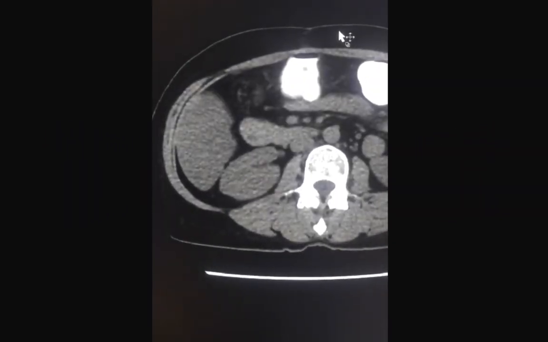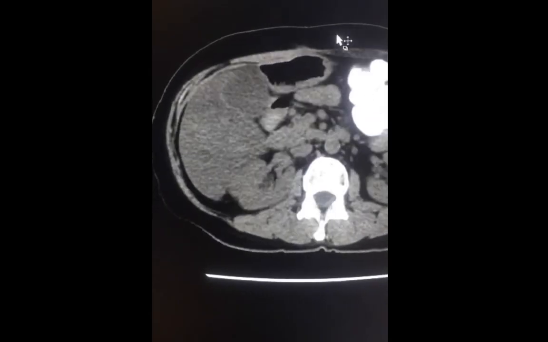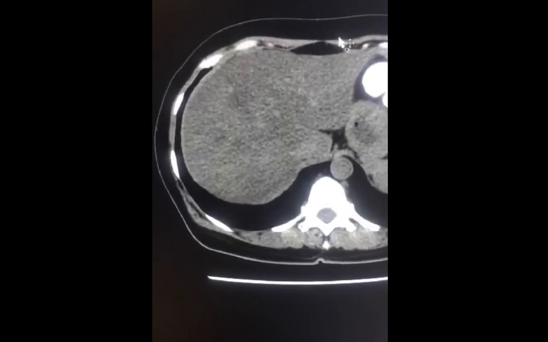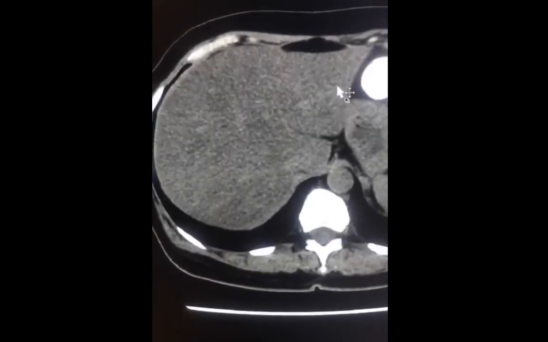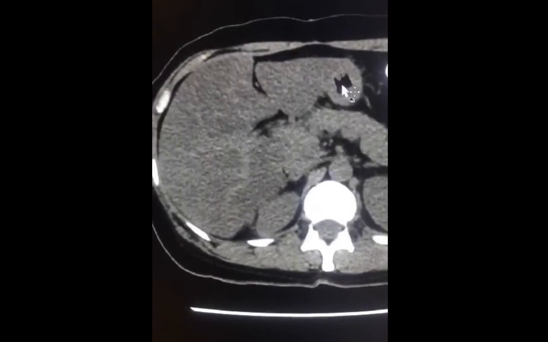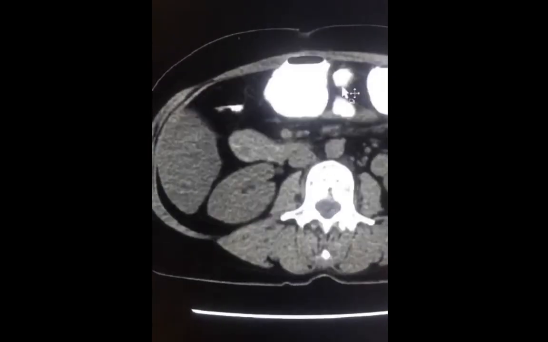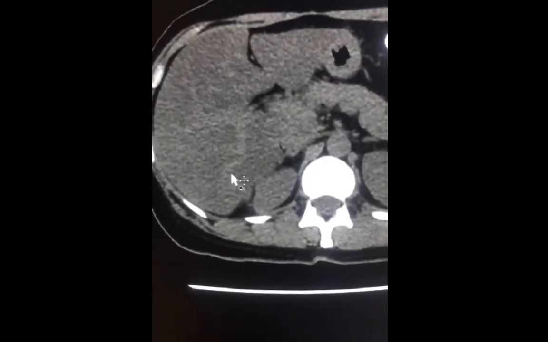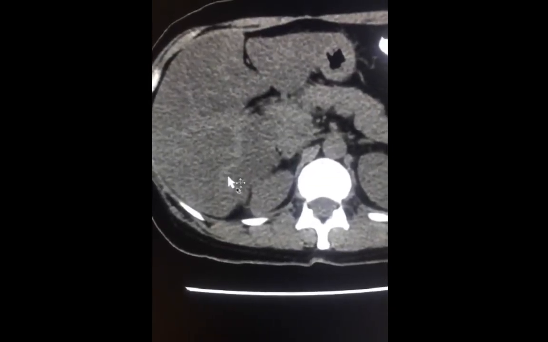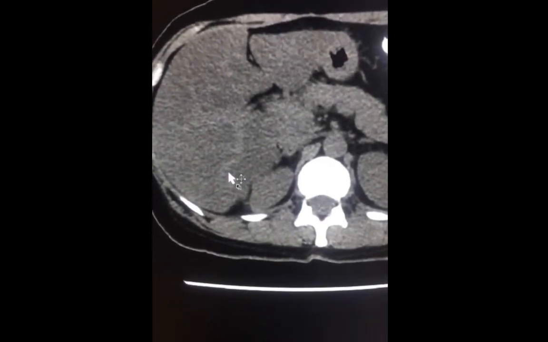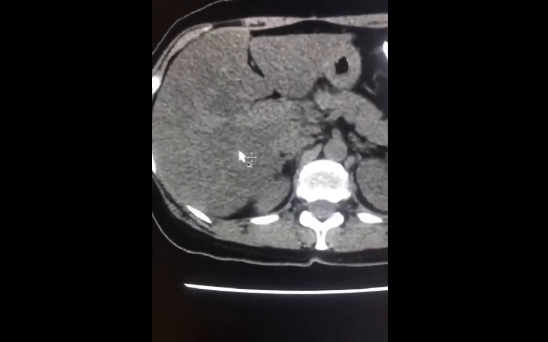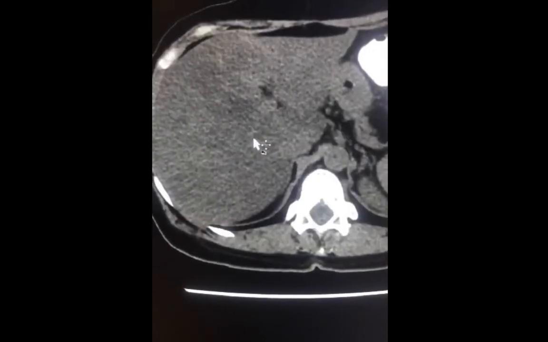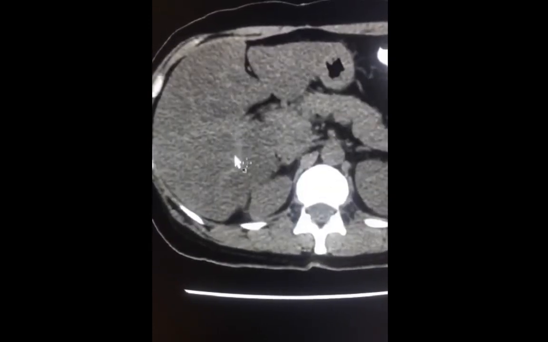This is a 55-year-old male patient who was treated for colon cancer. I'm showing this case to mainly concentrate on the appearance of the liver. The first observation is that this is a CT scan without contrast. Despite that fact, you could clearly identify the intraparenchymal vessels.